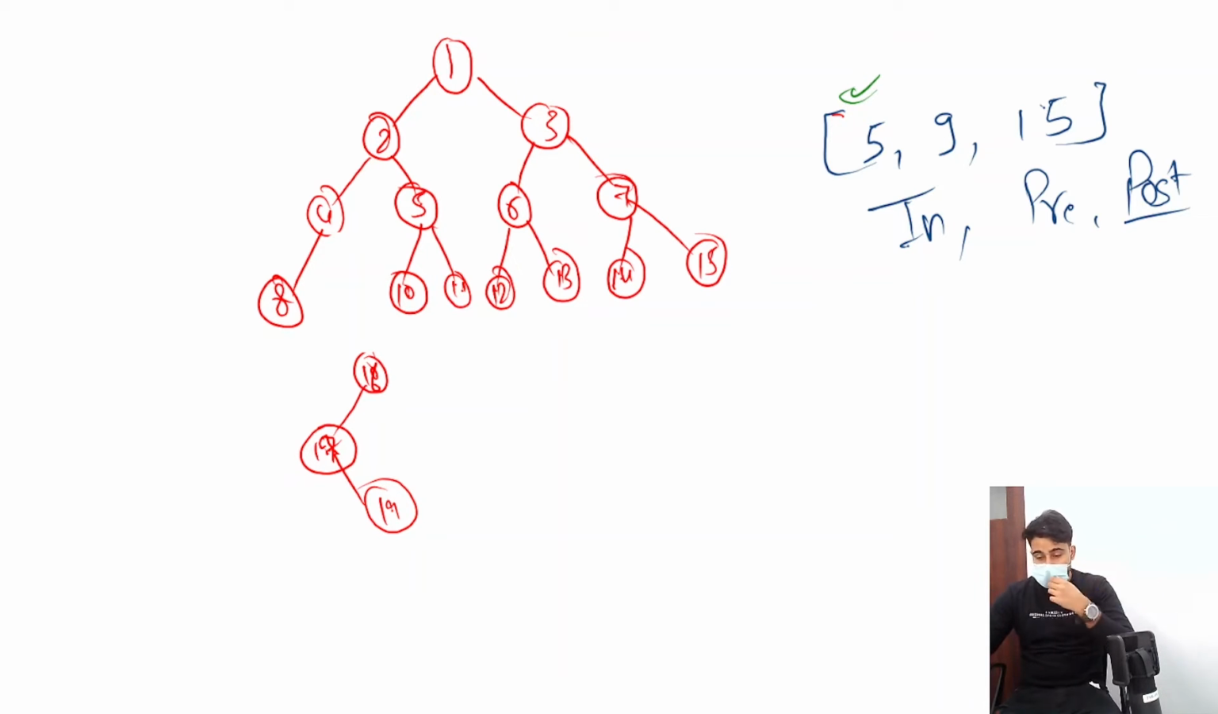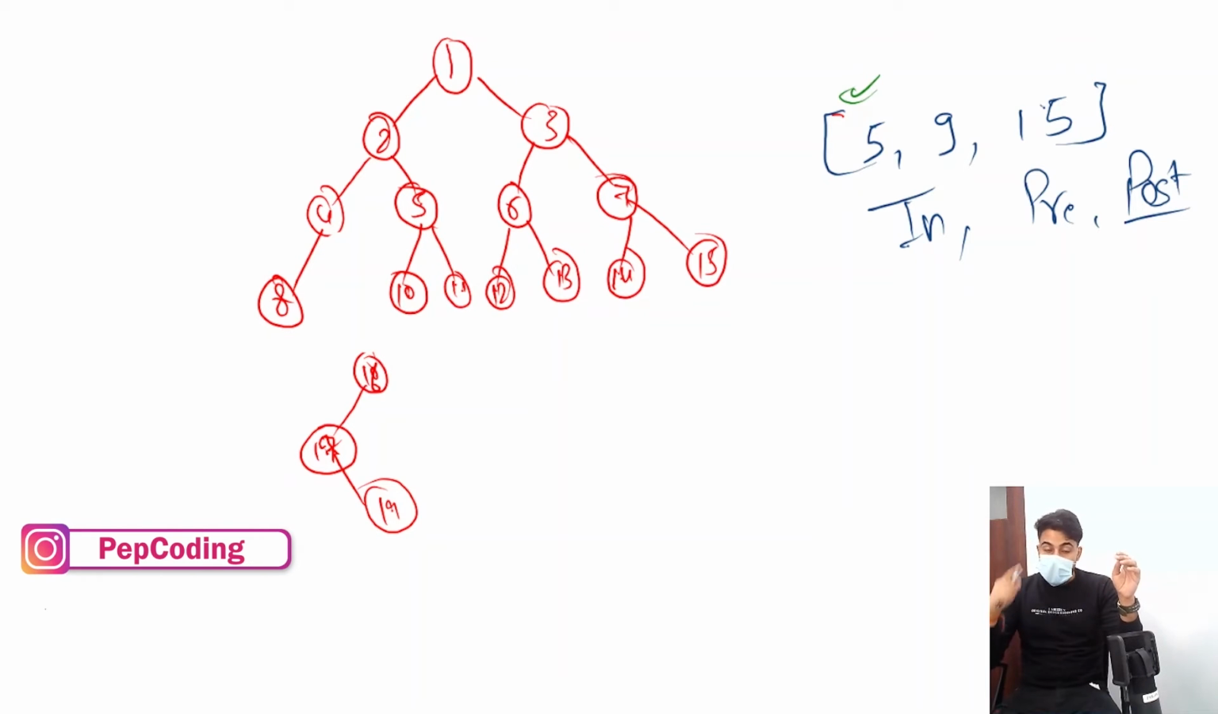Now let's backtrack again. We reach this 2. Moving forward, I make a call to this 5, where I ask the same question: do I need to delete this 5 or not? Yes, I need to delete this 5. Can I delete it right now? No. If I delete this 5 node right now, the information of 10 and 11 will get lost, and then I would need to store it somewhere else to traverse them.